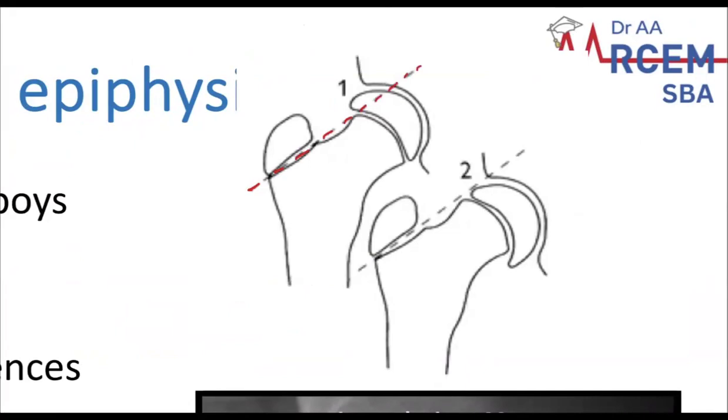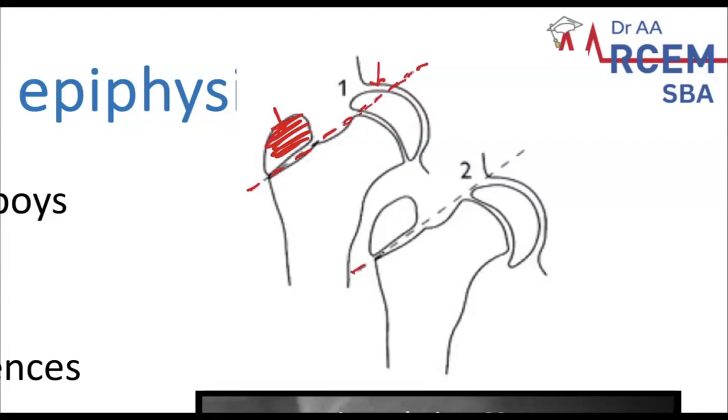Trethowan's sign, if it is positive, then we call it Trethowan's sign positive. So what is Klein's line? Klein's line is a line drawn below the ossifying center of the greater trochanter. So this is the greater trochanter. Below this, a line is drawn. If you draw a straight line, it should bisect the femoral head. As you see here, pictorially, it should bisect it.